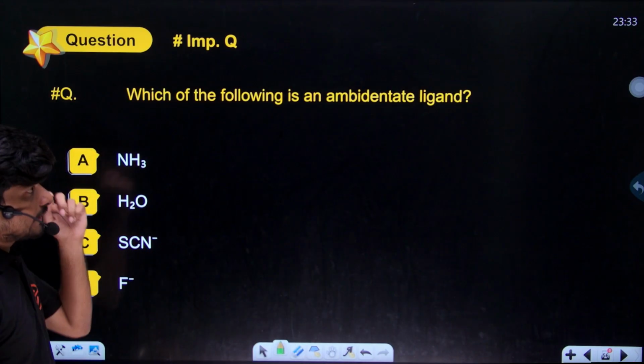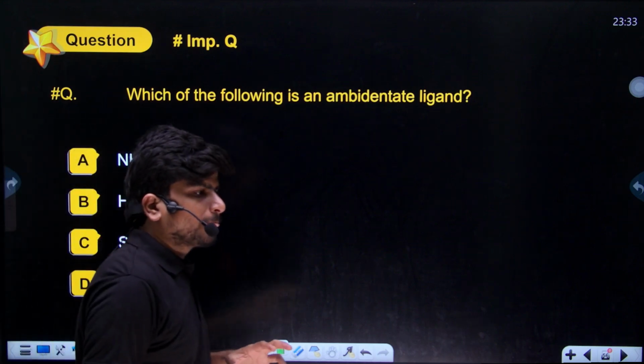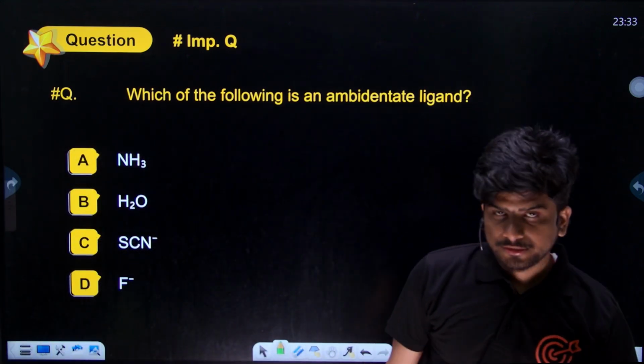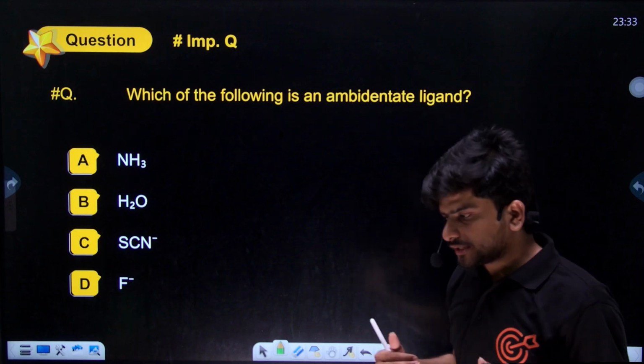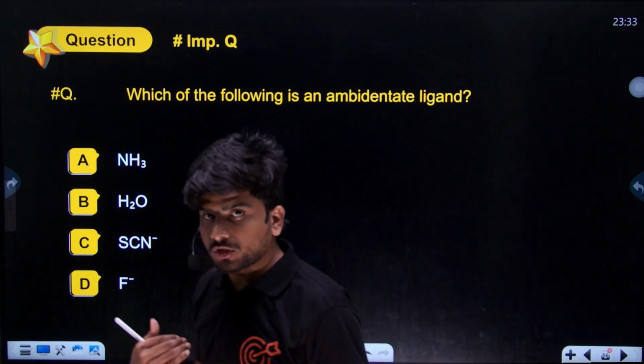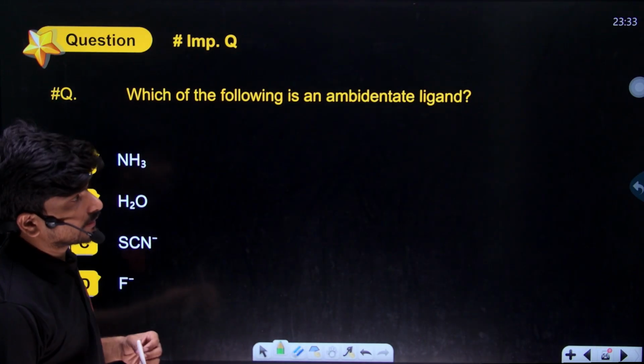Which of the following is an ambidentate ligand? I told you already, the ambidentate ligands are the ones which can donate, like they can change their position. Suppose if you have AB, first time if A is bonding, second time B also can bond. These are called ambidentate ligands.